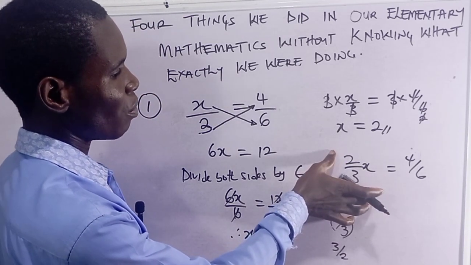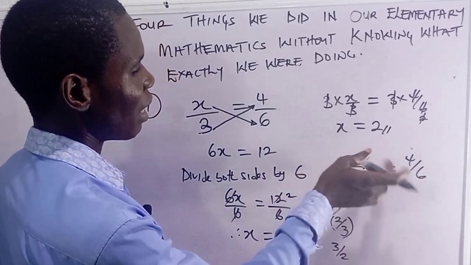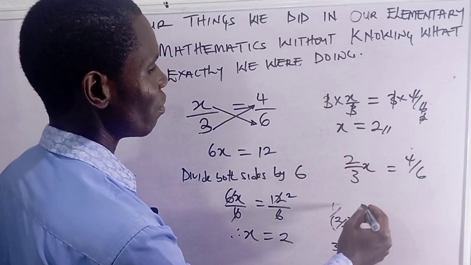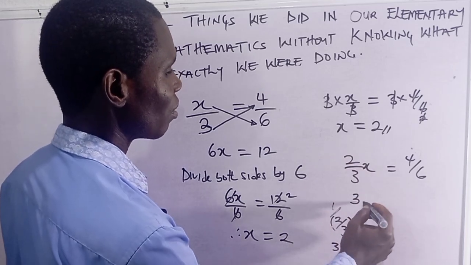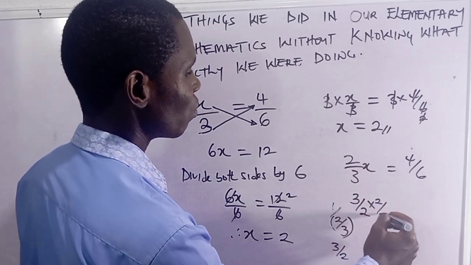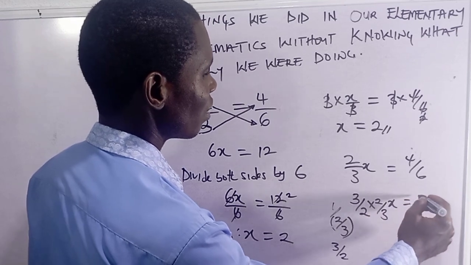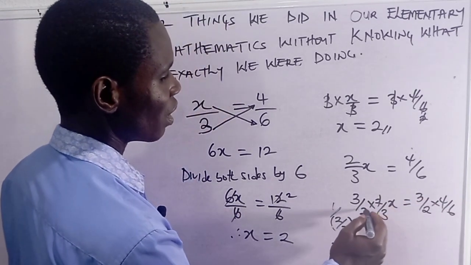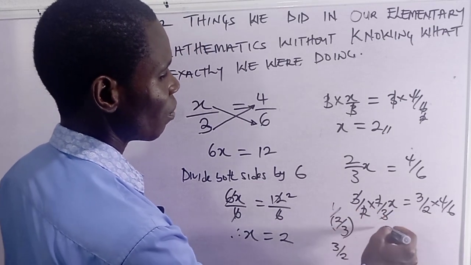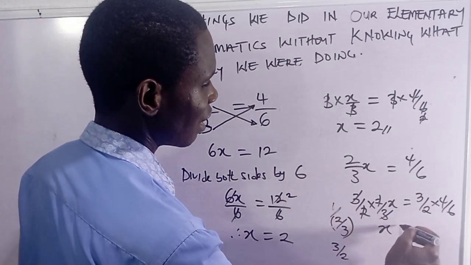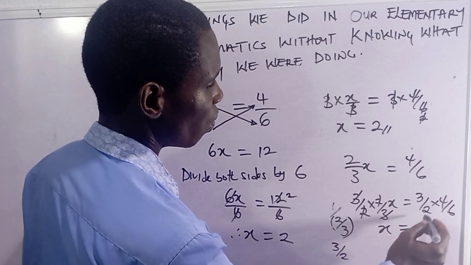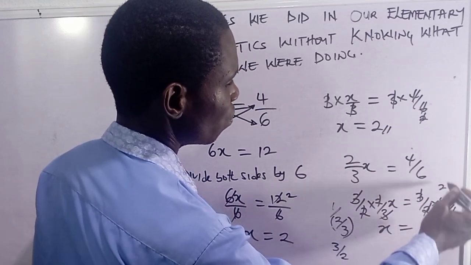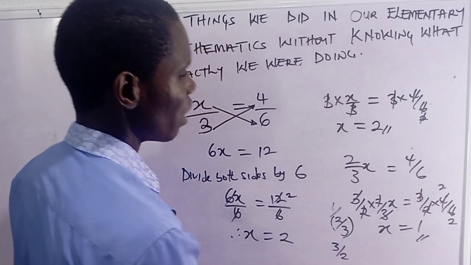So what we do here, we multiply both sides by the reciprocal of the coefficient of x, which is 3 over 2, and the left hand side becomes 3 over 2 times 2 over 3x is equal to 3 over 2 times 4 all over 6. 2 will cancel 2, 3 will cancel 3. What is left now is x, which is equal to 2 into 4 is 2, 3 into 6 is 2, 2 all over 2 is 1, which is 1.